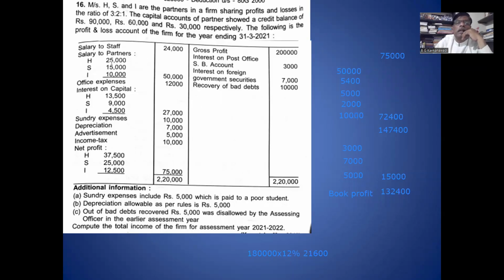Then the working partner salary. Salary given to the working partner is 50,000. 90% of book profit or 1,50,000, whichever is more. First point. Second point is actual remuneration. Actual remuneration given to the partner is salary, the only one item. Total salary given is 50,000. So if you deduct that 50,000 salary given, 50,000 is the small amount.